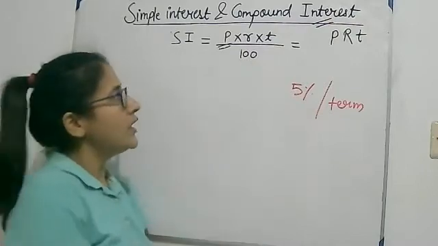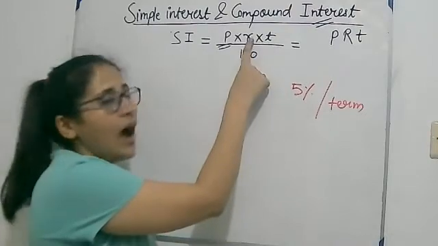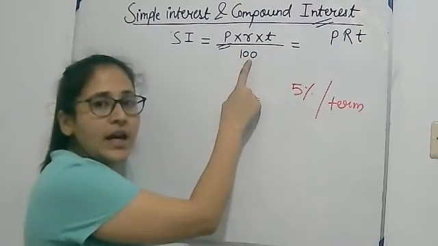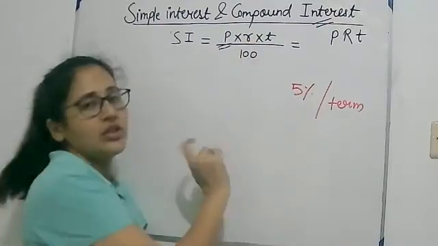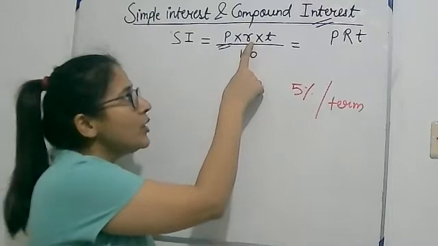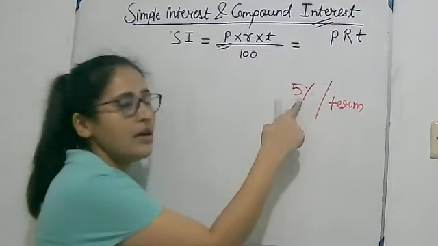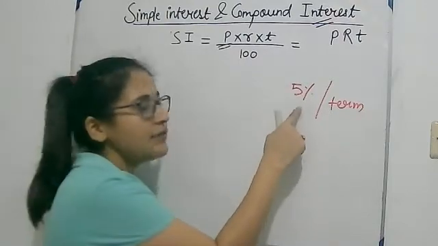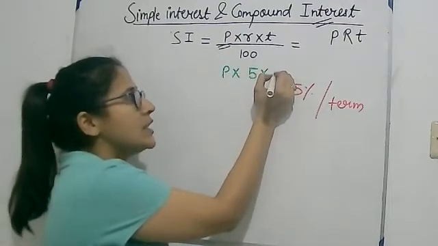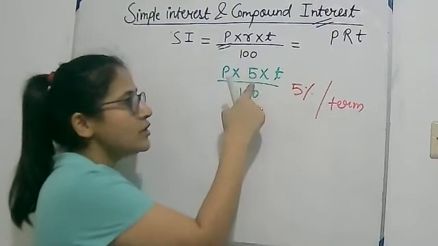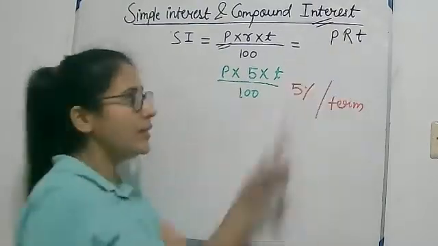The intention of the value 100 here is that we are dividing the R percent by 100, so that the value of percent is converted. Now there is no need to write the value of R in percentage here. So if the rate is 5%, we can write directly in the formula 5 times T over 100. It is not a percentage.